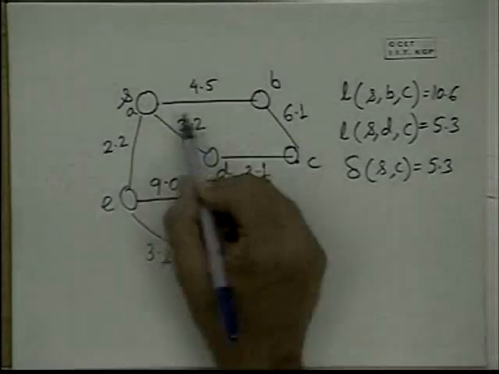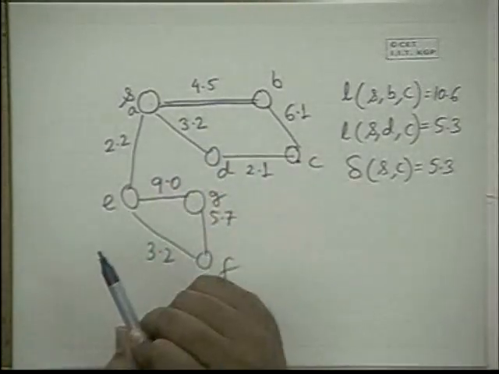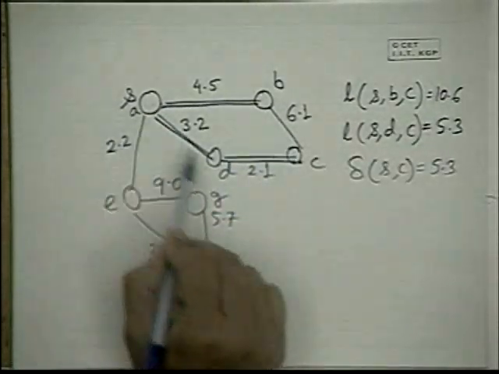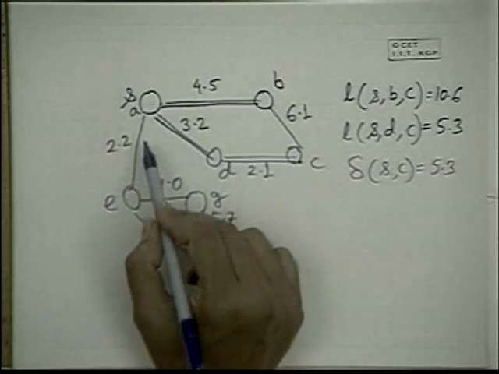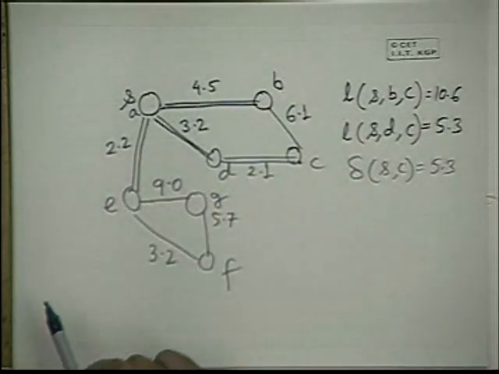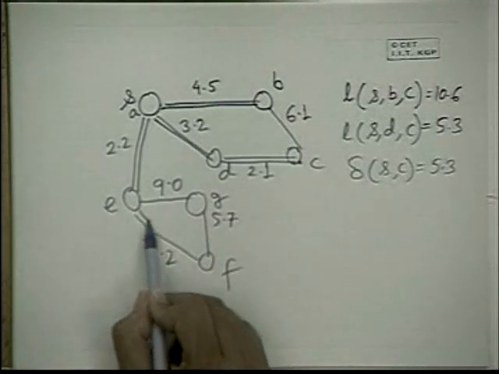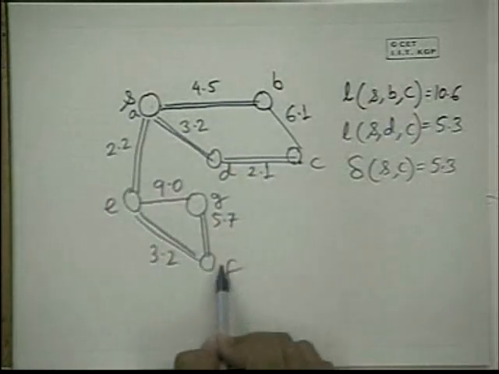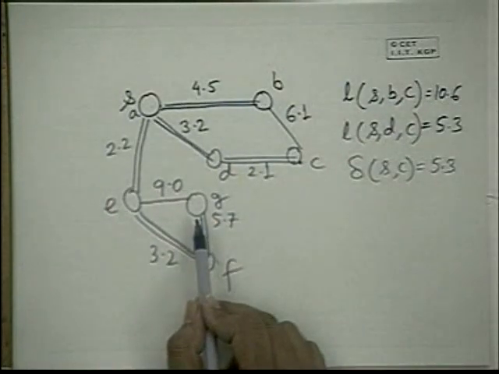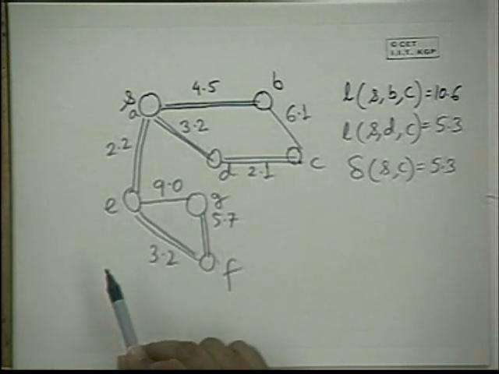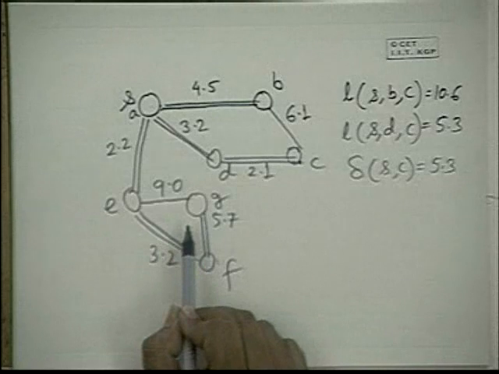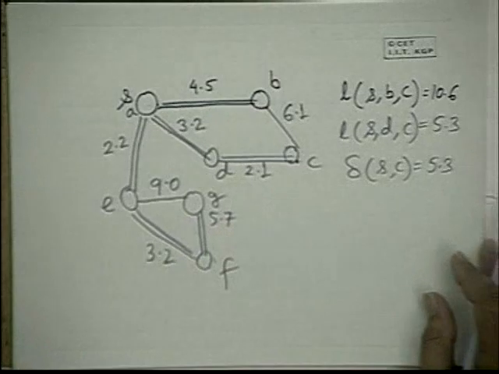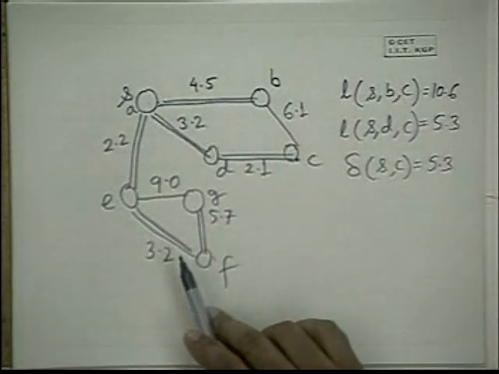The shortest path to B from S is 4.5. To C is through this and this, and the shortest path to D is this. Shortest path to E is this. Shortest path to F is this, and shortest path to G is this. So the double lines tell you the shortest paths to all other vertices.